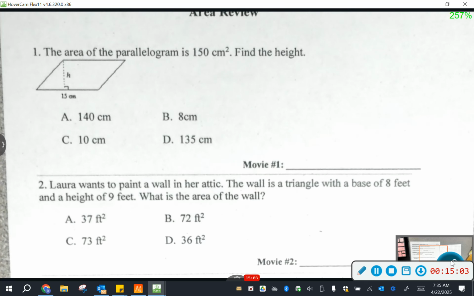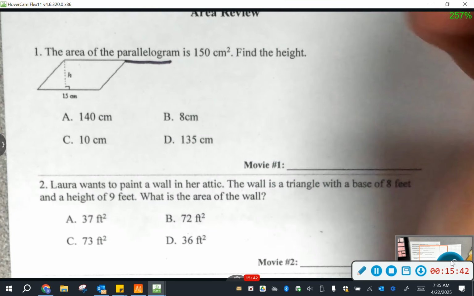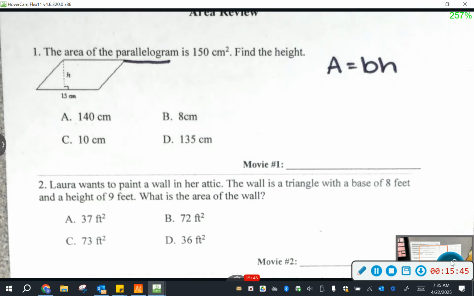You got 30 more seconds to do number 1. All right, the area of a parallelogram is 150 centimeters squared. Find the height. Well, what do I know about the area of a parallelogram? It's base times height. If you did not write this down, please write this down.